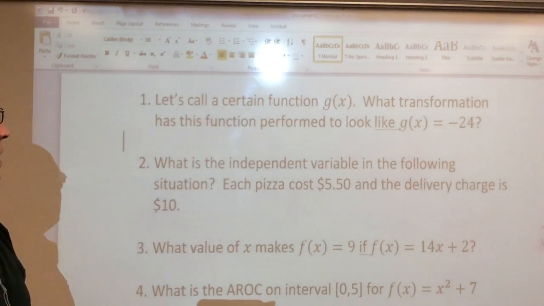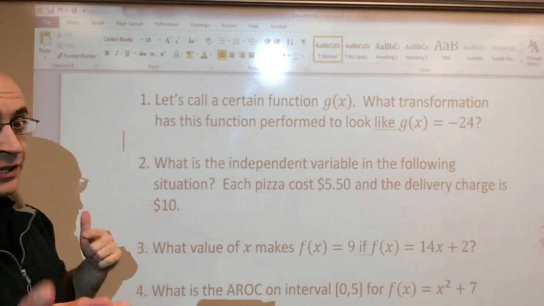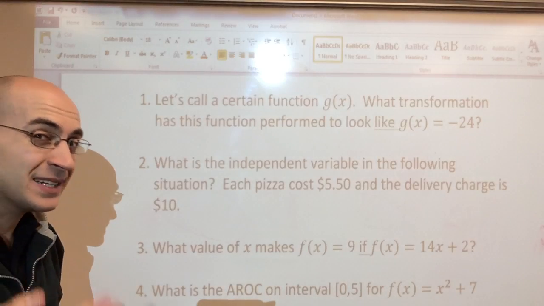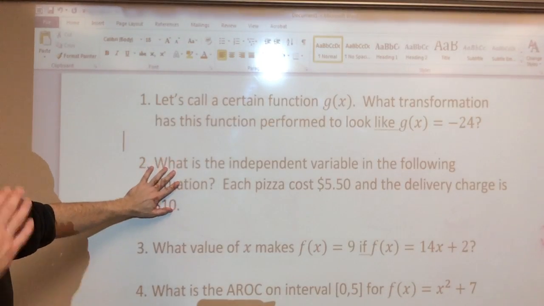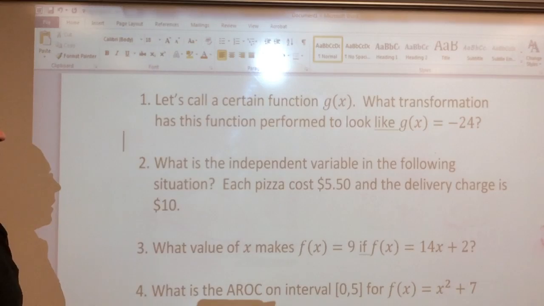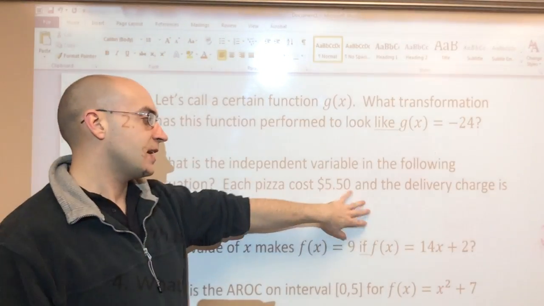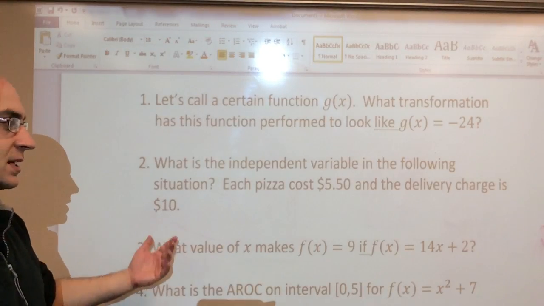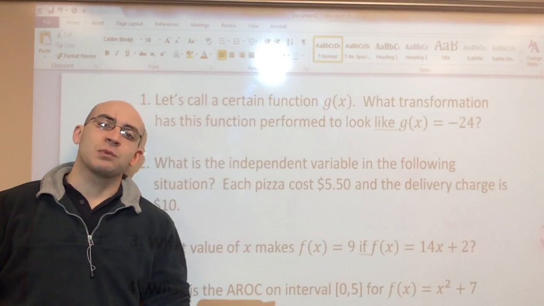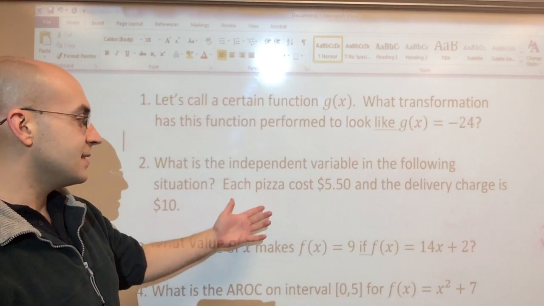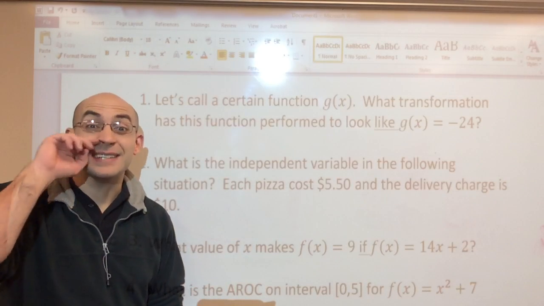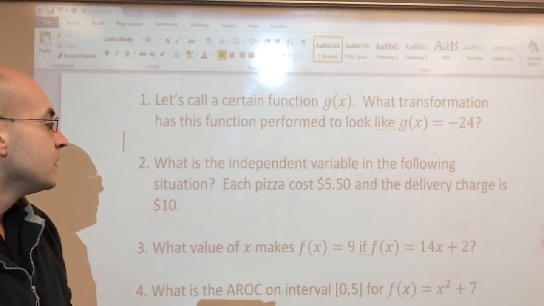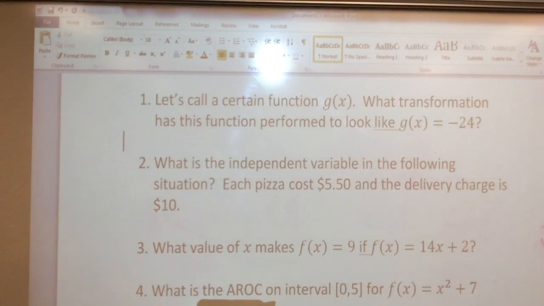Number 2, you need to know the difference between independent and dependent variables. So independent x, dependent y, or dependent f of x. So in this situation, what would be independent? Well, each piece of pizza costs $5.50, Domino's, and the delivery charge is $10. So what's independent? Well, I know it's x, but what does it represent? In this instance, it represents how many pizzas did you buy. So that would be the independent variable. How many pizzas did you order? If it was me, it'd be like 3, because that's how I roll.